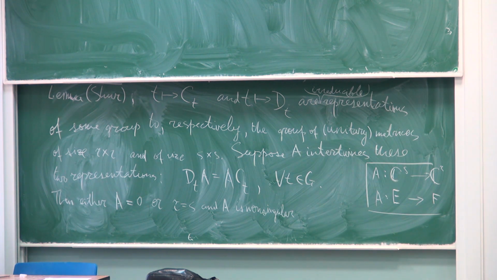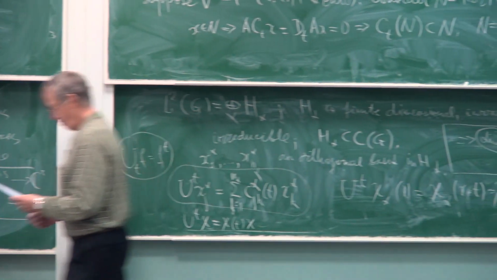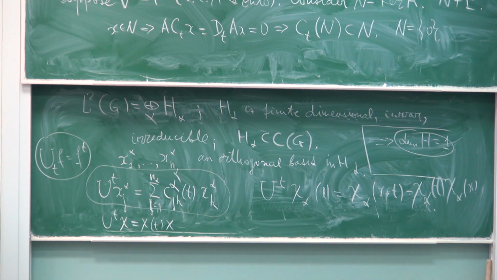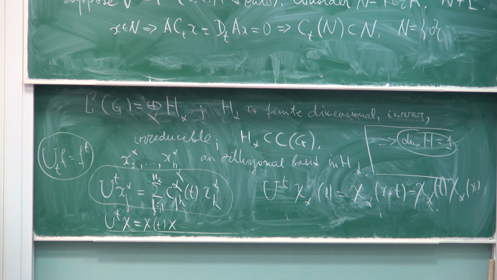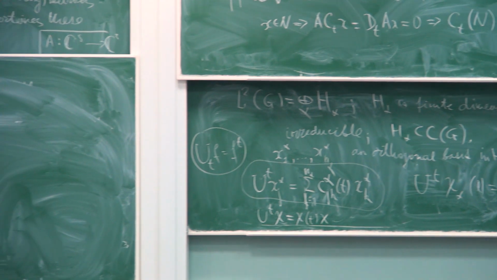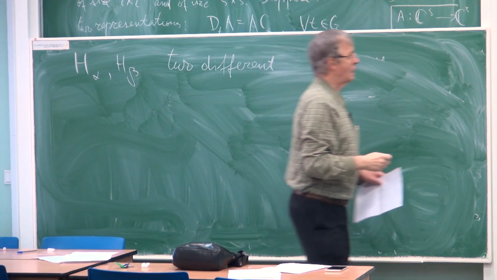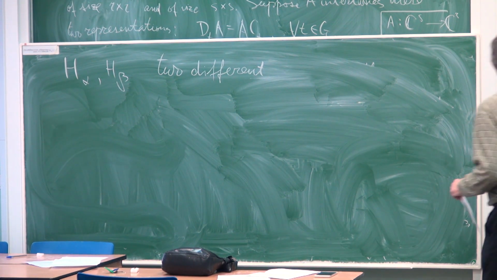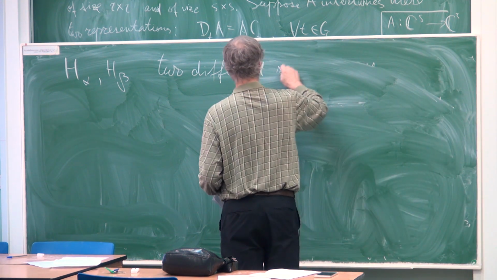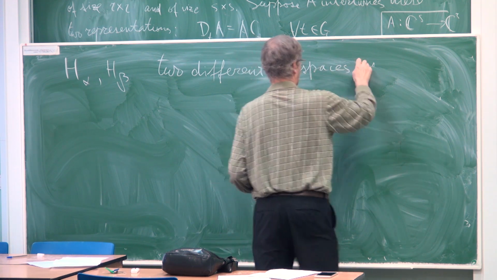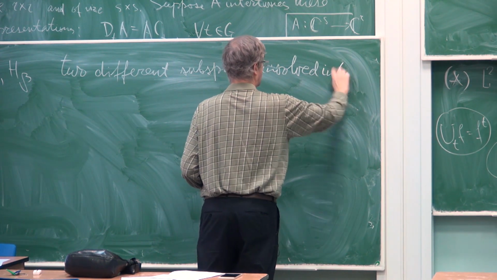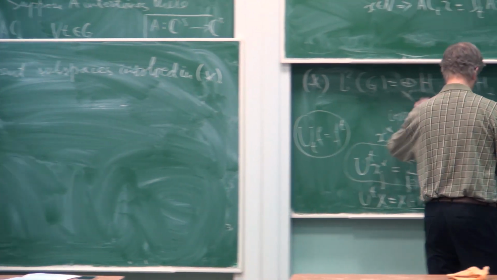Now, what does this mean for these coefficients? Consider two alpha here. Two different subspaces that are called star. Two different subspaces occurring in this decomposition.